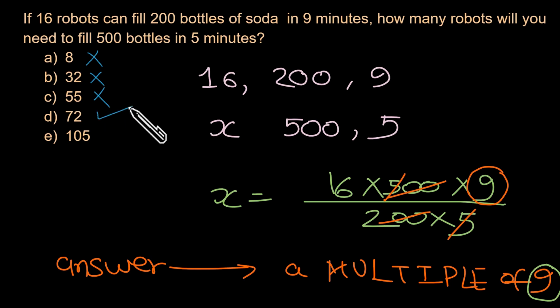Not a multiple of 9. 72 is a multiple of 9 and 105 is a multiple of 3, but not good enough. It must be a multiple of 9. So D is the only multiple of 9, therefore the only possible answer. Now this is a very advanced level of reasoning that many people will not be able to do.